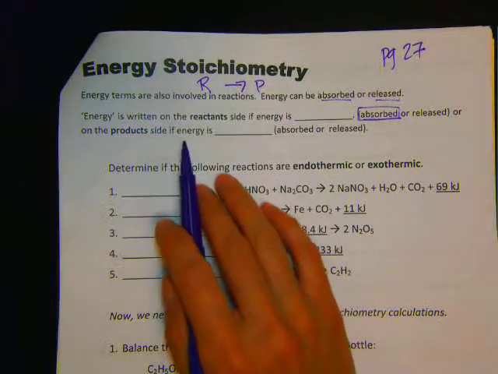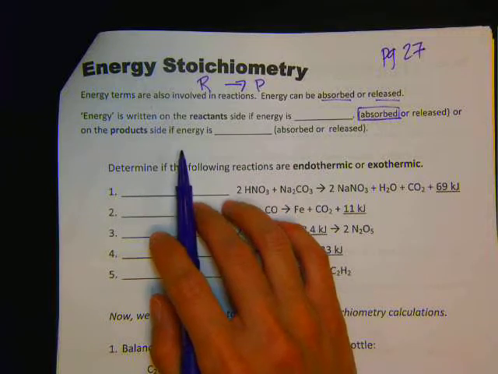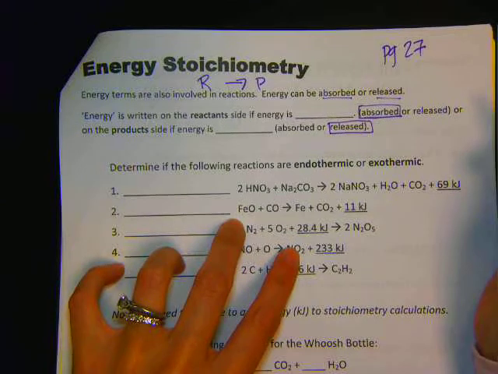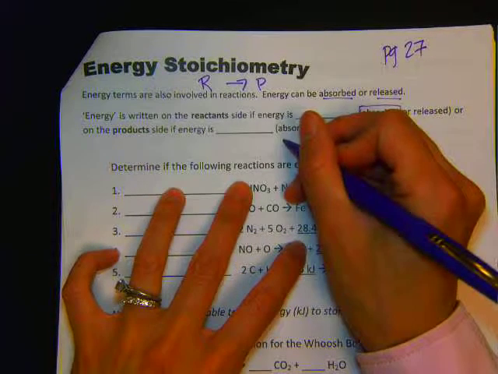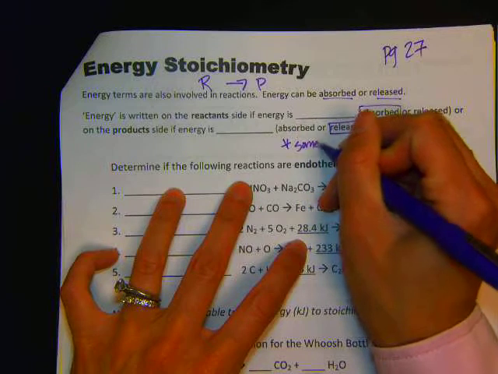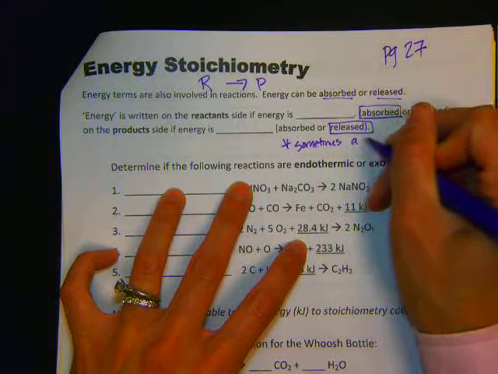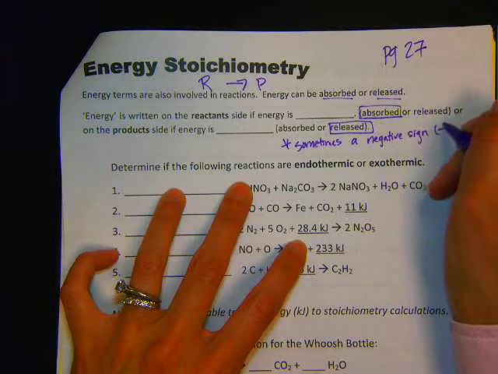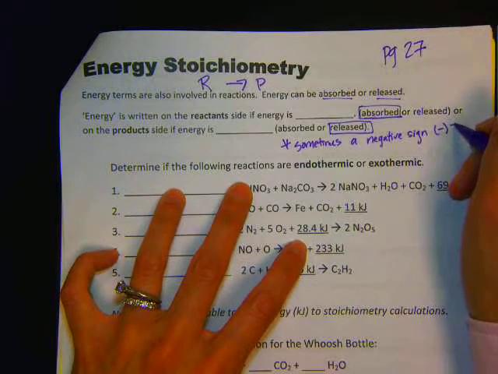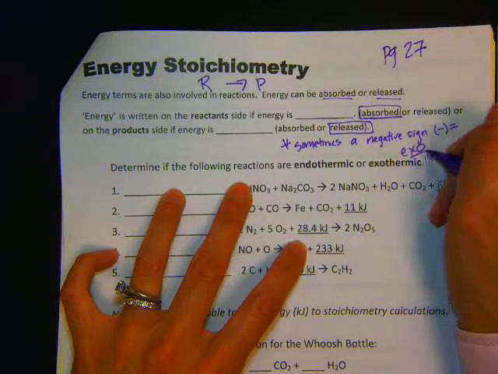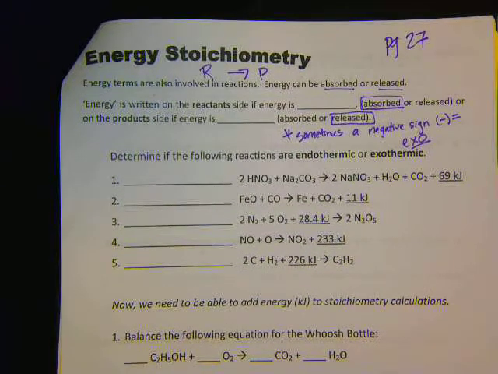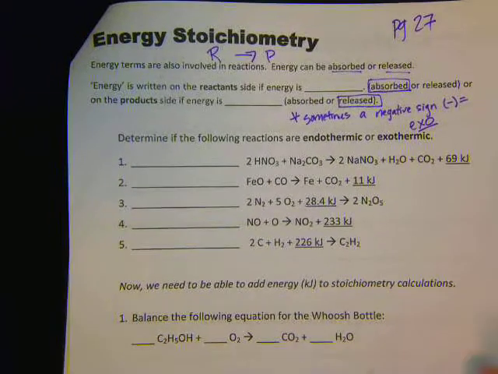If energy is on the product side, that tells us it's released. Sometimes, and this is just sometimes, not every time, a negative sign equals exothermic. Okay, we don't do it every time. I think some of the samplings you've seen that negative sign in the answer, that says it's exothermic, but it's not every time, so it's kind of what it's telling you.